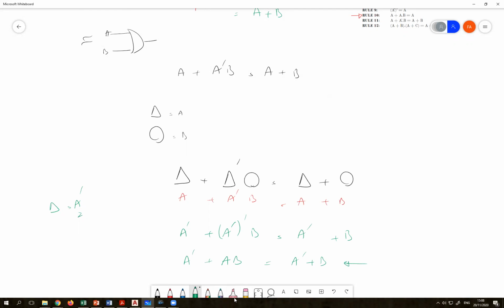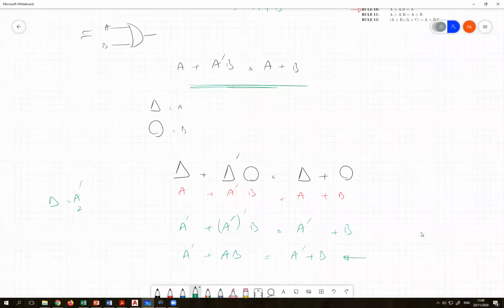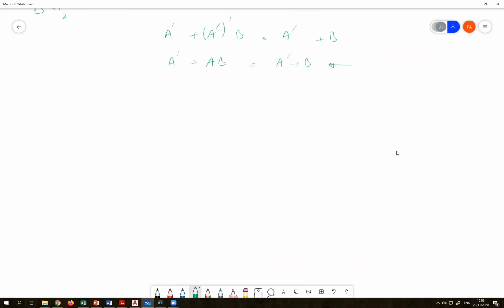So guys, this is a structure. We need to know this structure, and I proved how it works. The last rule that we have is rule 12, which is A or B, A or C.